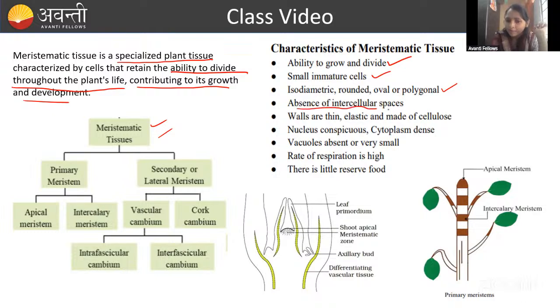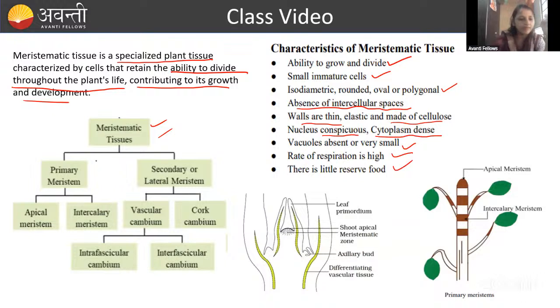And they have an absence of intercellular spaces. They have to divide rapidly, right? So that's why intercellular spaces are not there. And the cell wall is thin and made up of cellulose, okay? And the nucleus is conspicuous, very small. And the cytoplasm is dense here, okay? And vacuole is absent, respiration is high, and there is a little reserve food.